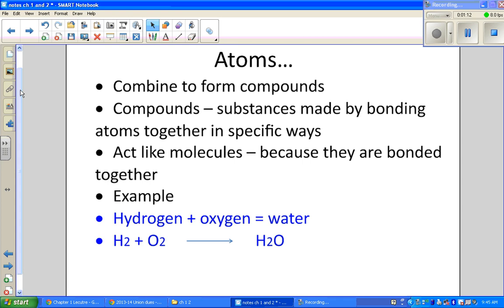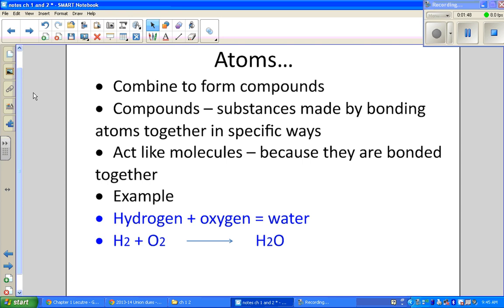Regarding atoms, we will talk in more detail about the structure of atoms in a later chapter. What you need to understand right now is that they combine to form compounds. And compounds are substances that are made by bonding atoms together in a specific way. Bonding, just think of it like marriage, where two people are legally bound together. It's the same thing for atoms. So when atoms come together and form compounds, they act like molecules. Because they are bonded, they will act in a similar way in their bonded state.